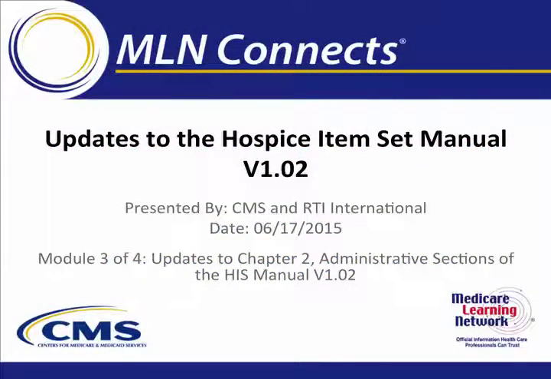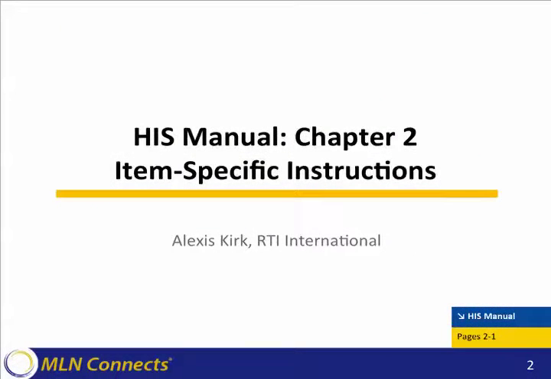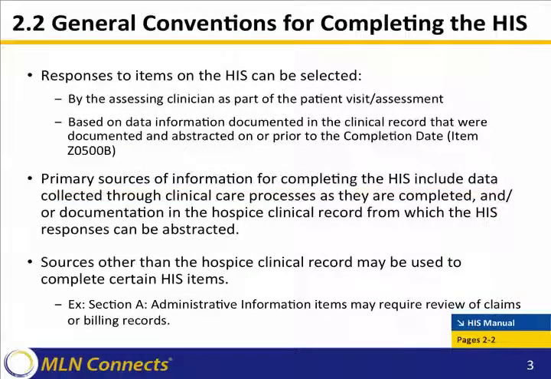In this section of the presentation, we will begin to review Chapter 2 of the HIS Manual, which contains general conventions for completing the HIS items, as well as detailed item-specific guidance. To complete each HIS item accurately and fully, hospice staff should understand what information and data each HIS item requires and complete the item based only on what is being requested.